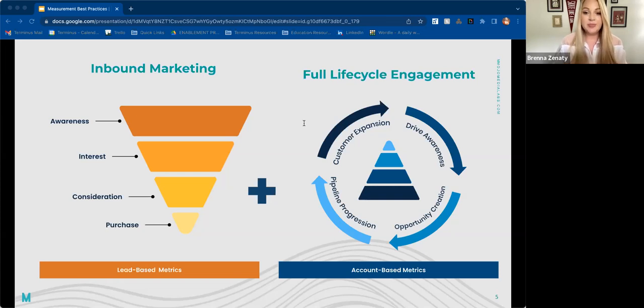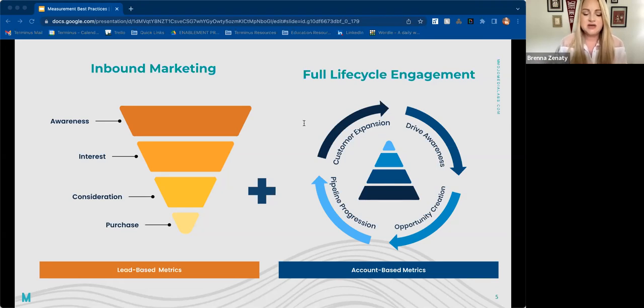And instead, they're adopting this full lifecycle approach that really blends both inbound or demand gen and account-based strategies, which is represented by the graphic on the right here. And in this model, marketing's job doesn't stop at the top of the funnel, right? So with full life cycle, sales, marketing, customer success are all working together to support the entire customer journey from initial brand awareness all the way through to expansion and retention.